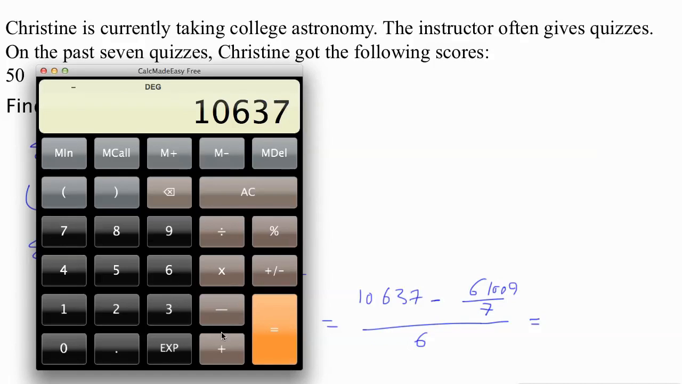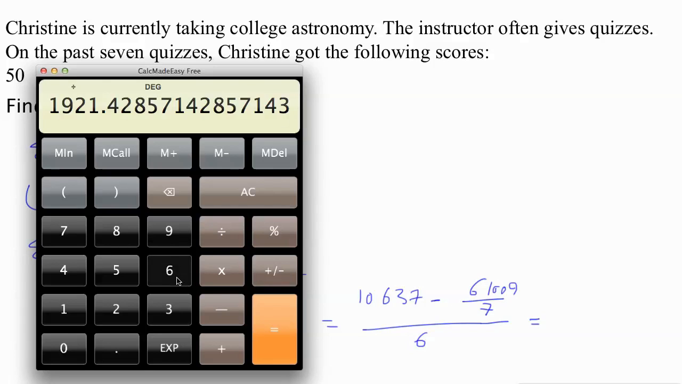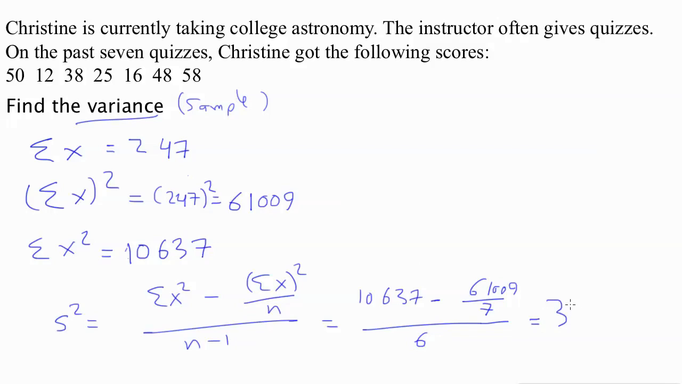So in this case, I can subtract from 10637. Of course, the answer here needs its sign reversed because I need to put this first. But anyway, I got the answer, which is positive, and now I need to divide it by 6. So I divide by 6, and this gives me a final answer of 320.24, something like that. We can approximately say 320.2. Okay, so that's the variance in the case of a sample. That is s squared, the sample variance.